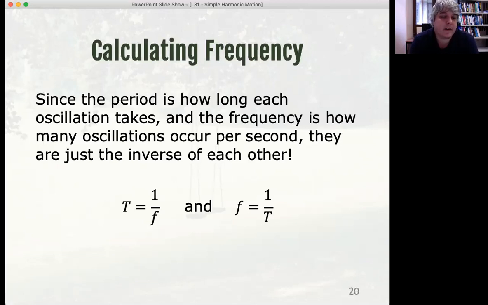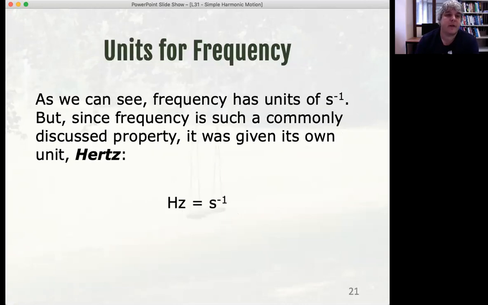Frequency, we've already met the ideas, as I said, of period and frequency, and the relationships are still exactly the same. The period is how many seconds one oscillation takes, and the frequency is how many oscillations occur in 1 second. So they are the exact inverses of each other. T is equal to 1 over f, and therefore f is equal to 1 over T.